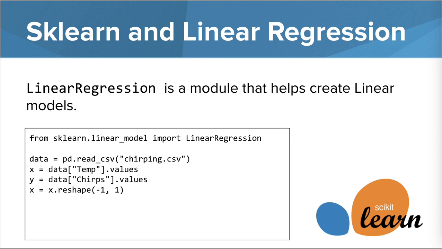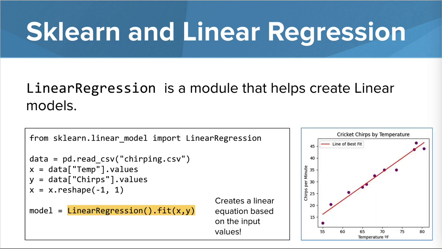We start by formatting the data. We won't spend too much time on this step, but in summary, we're getting the x and y values from the file called chirping.csv. Then, we're turning the x values into a 2D array with the reshape method. Once we have the data formatted, we can create a linear model by calling the function fit from the linear regression module. This creates a linear equation based on the input values. This variable model now stores a linear regression model for this dataset.